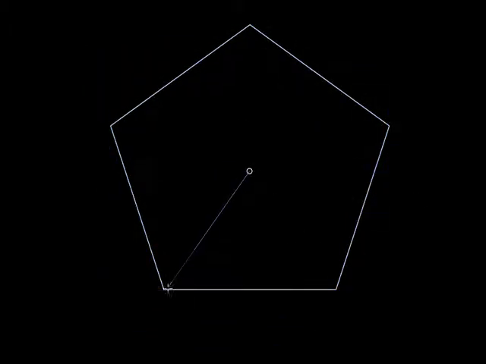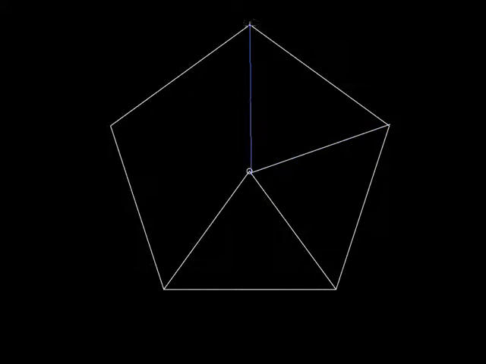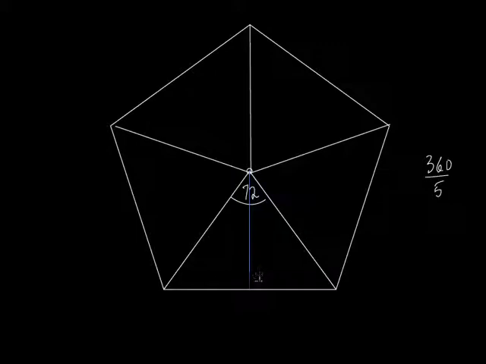Watch, if I wanted to draw to there, to there, there. How many sides does this thing have? Okay, so watch this. What's that angle? How do we figure that angle? 360 divided by 5. Okay, which is 72 degrees. But then we got to find the apothem, don't we? What's the apothem?